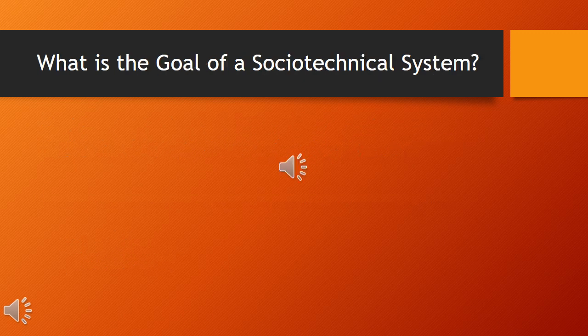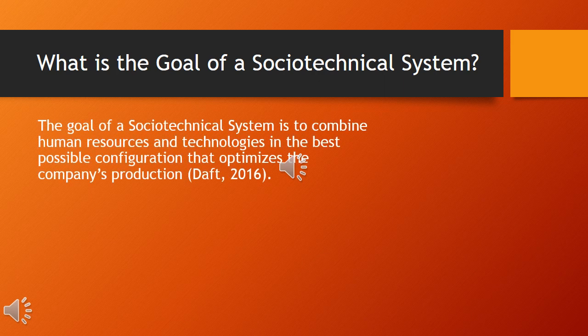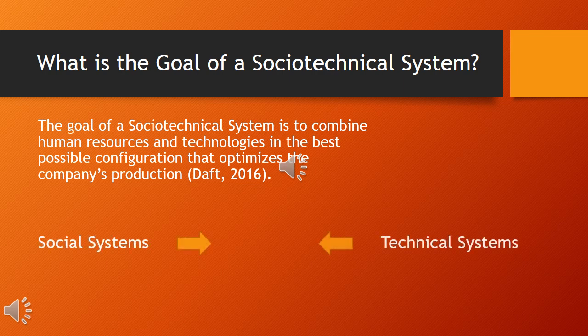What is the goal of a socio-technical system? The goal of a socio-technical system is to combine human resources and technologies in the best possible configuration that optimizes the company's production. This process is always being refined with advances, primarily with technology, but also as social systems change among different age groups or countries. We will now take a look at each of these systems individually.